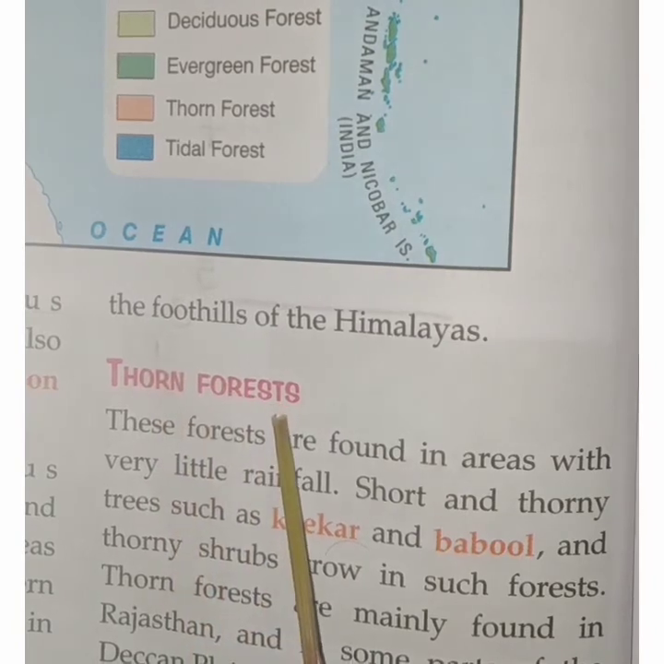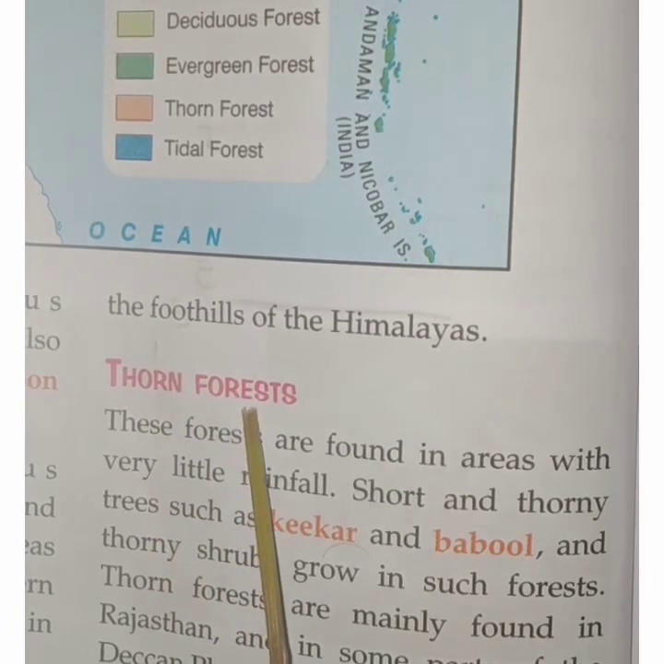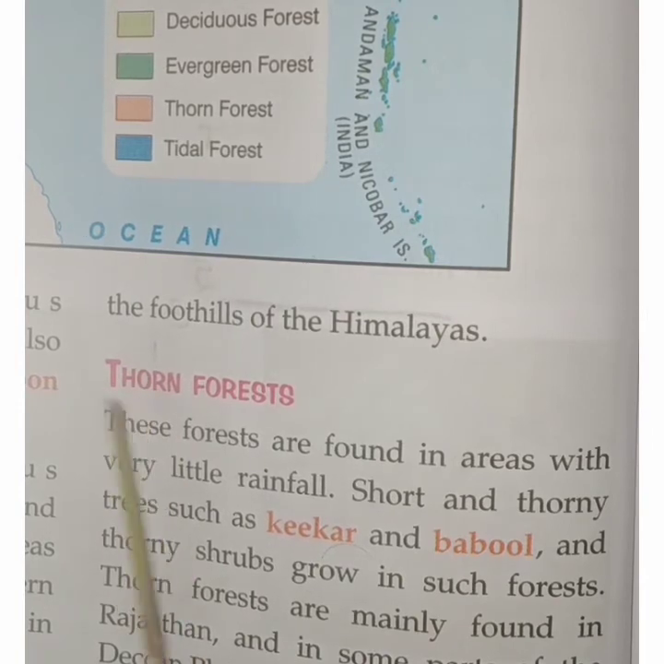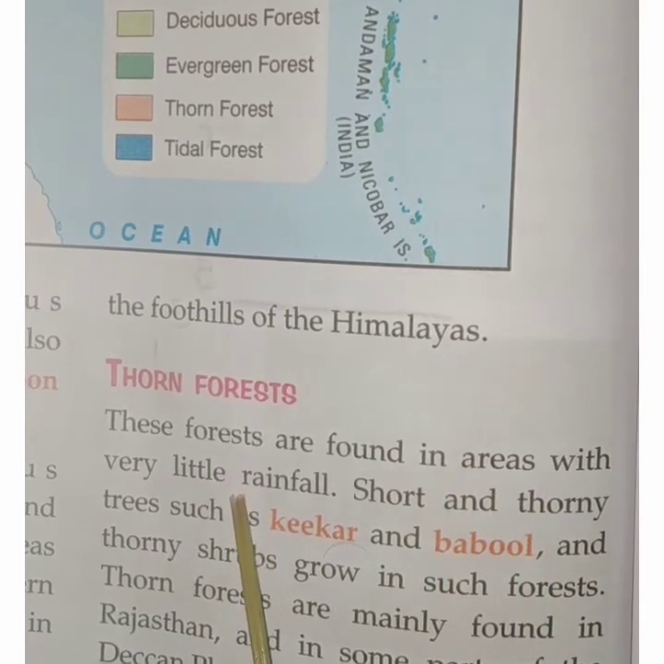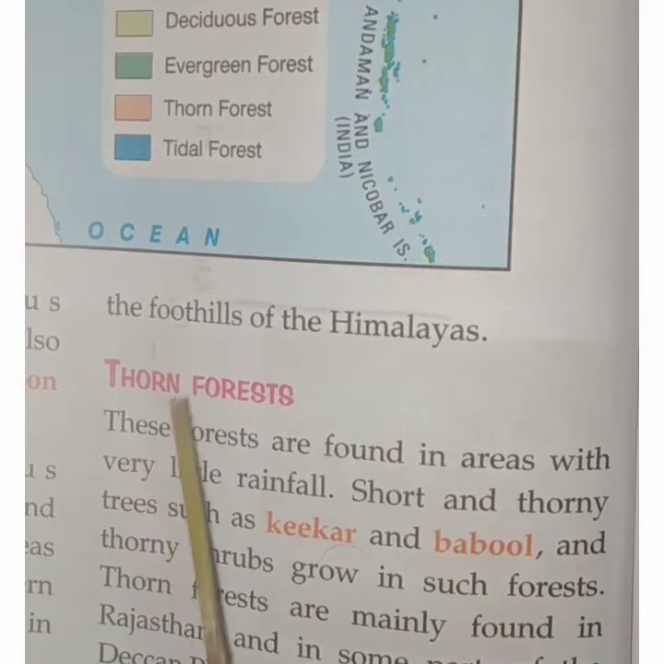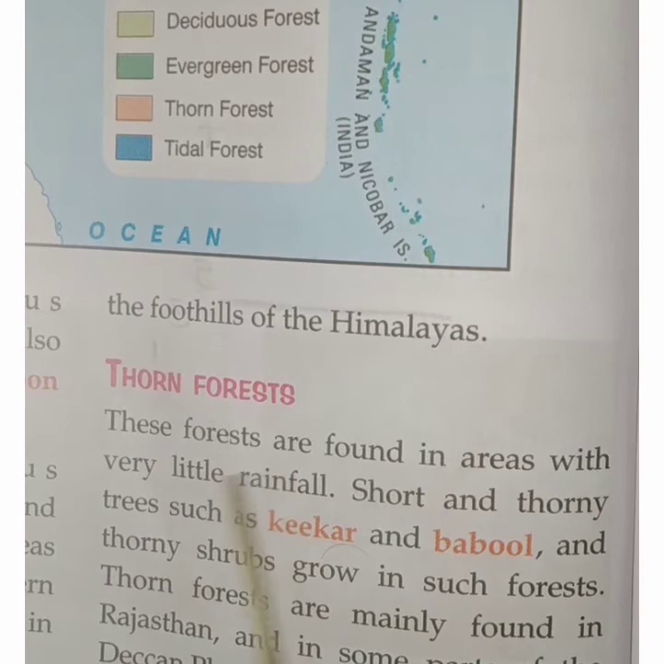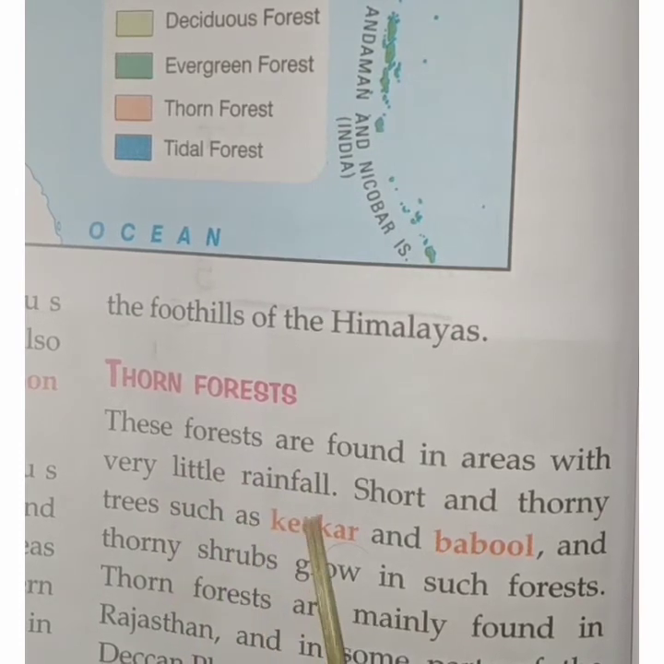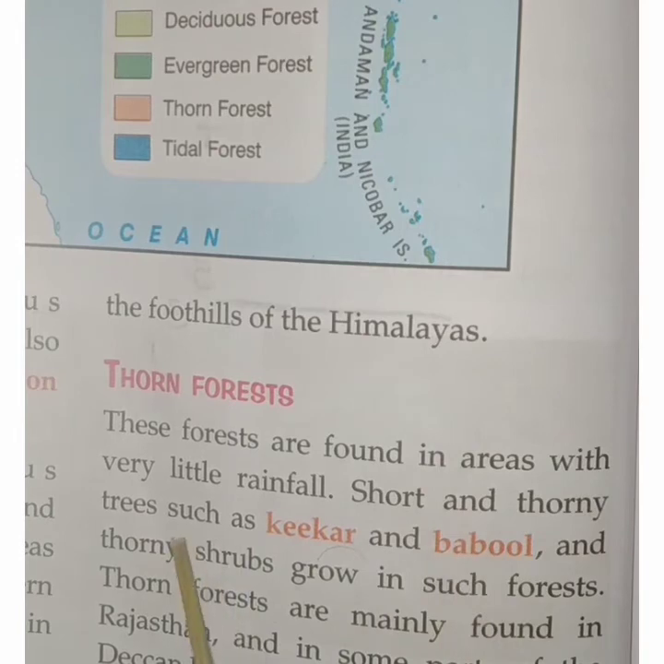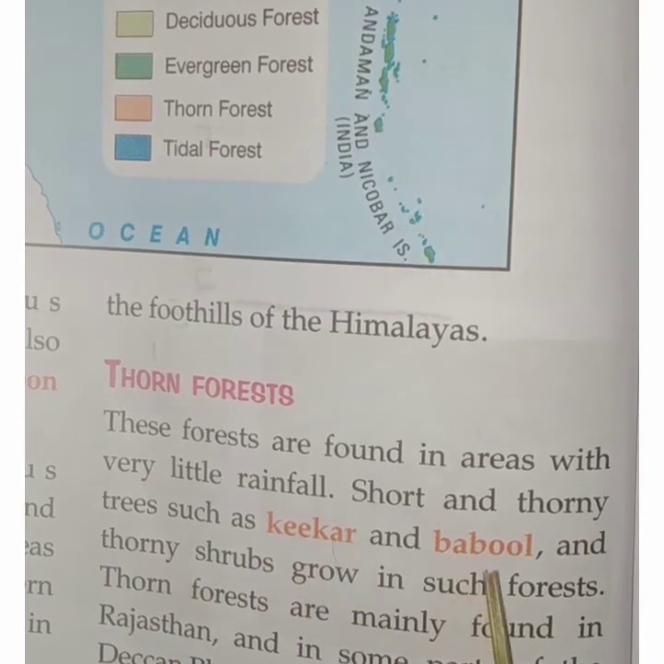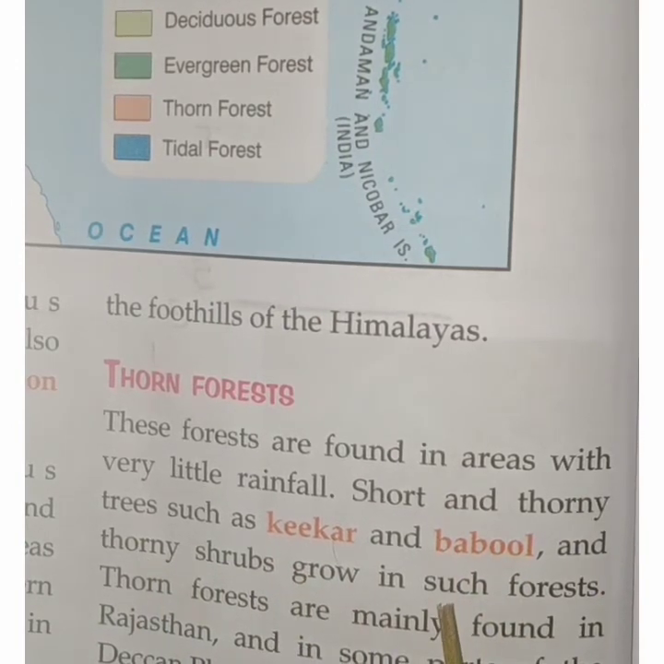Next is thorn forest. From the name itself you can make out it consists mostly of thorns. These forests are found in areas with very little rainfall. Short and thorny trees such as kikar and babul, and thorny shrubs, grow in such forests.